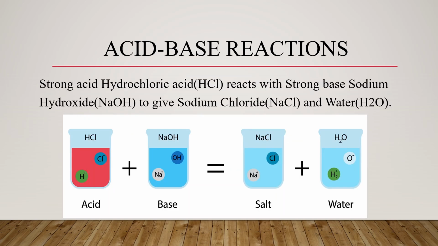Acid-base reaction. See here, strong acid HCl, hydrochloric acid, reacts with strong base sodium hydroxide to give sodium chloride and water molecule. HCl reacts with NaOH to form NaCl plus H2O. Here HCl is a strong acid, NaOH is a strong base and forms NaCl, sodium chloride, nothing but common salt, and water molecule is a byproduct.